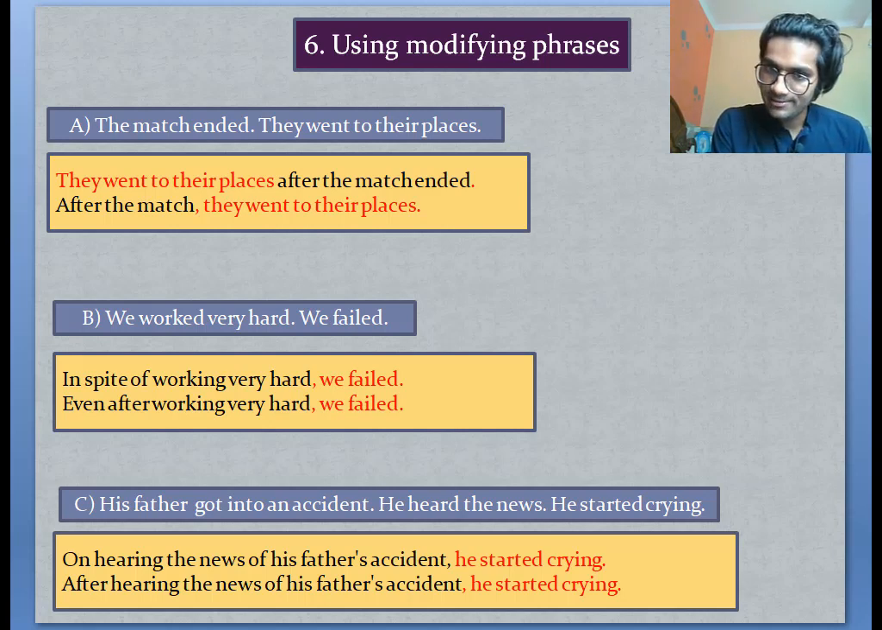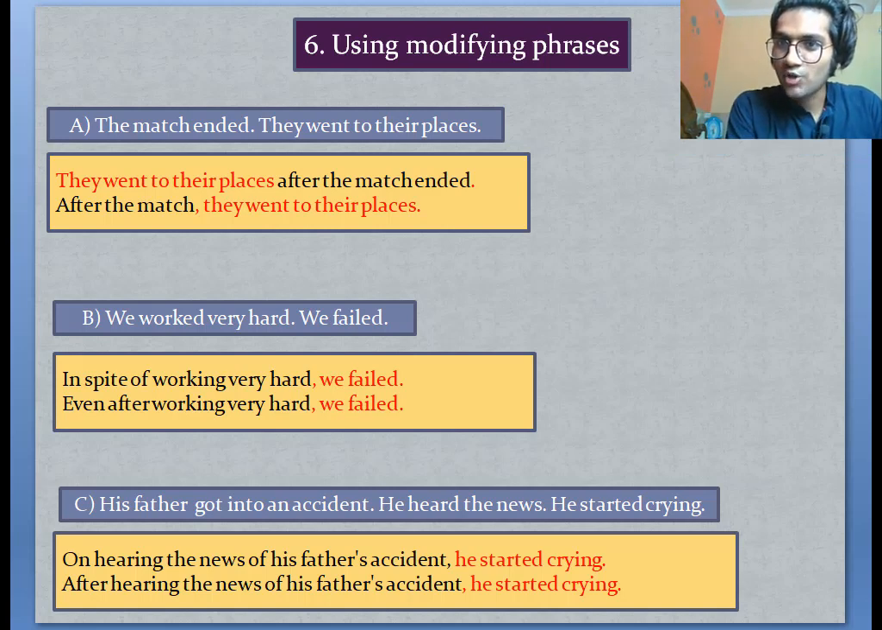His father got into an accident. He heard the news, he started crying. Three different sentences, one sentence. On hearing the news of his father's accident, he started crying. Or after hearing the news of his father's accident, he started crying. So on hearing the news of his father's accident, or after hearing the news of his father's accident, this is a modifying phrase. Quite long, but still a modifying phrase. That's modifying the main clause, he started crying. When did he start crying? After he heard the news of his father's accident. Got it? So guys, that's what synthesis of sentences is.